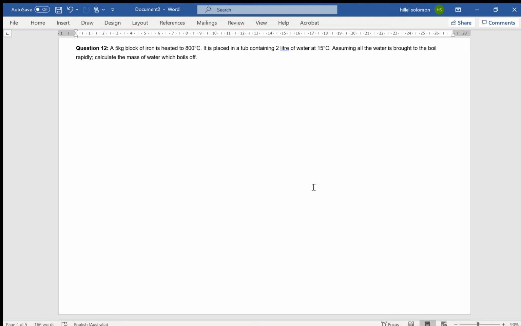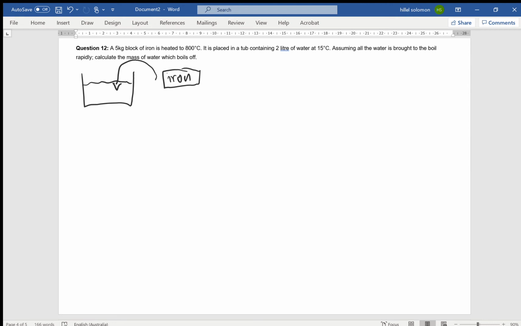Okay, so let's just think about what's happening in this situation. I've got a tub, and I'll just draw a quick diagram of this. I've got a tub that's got 2 liters of water in it, and I have this 5 kilo block of iron, which I heat up really hot, and then I plunge into the water to cool it down.